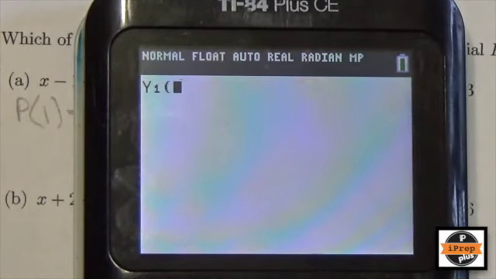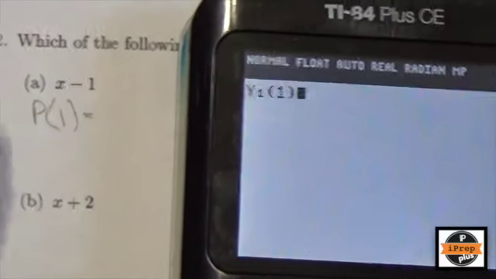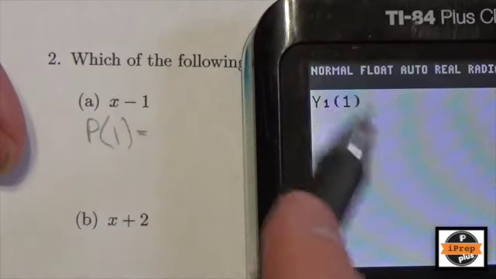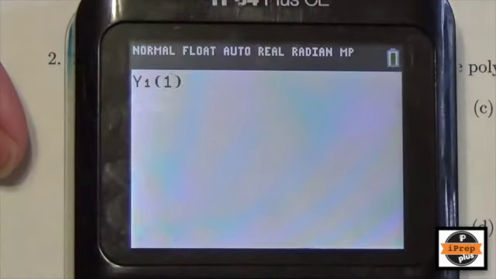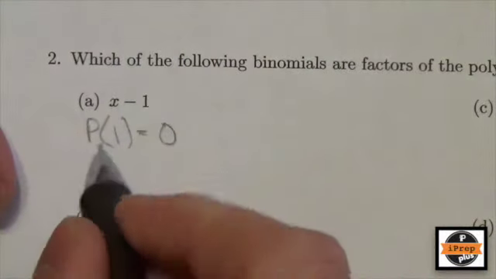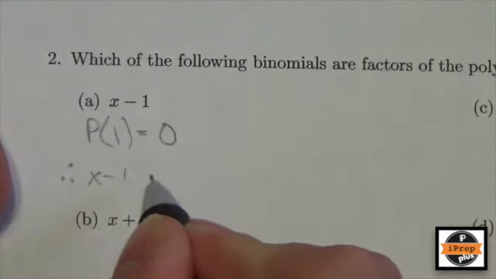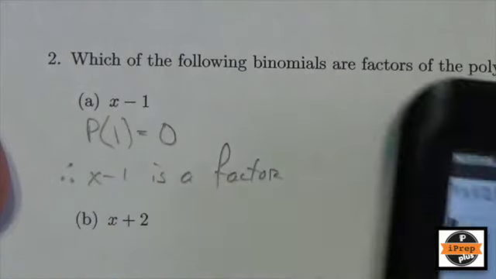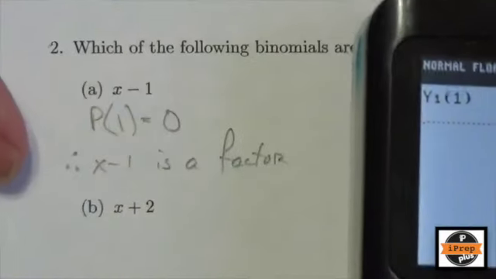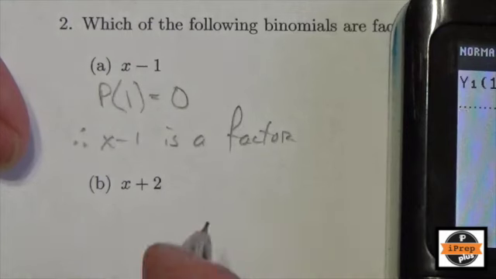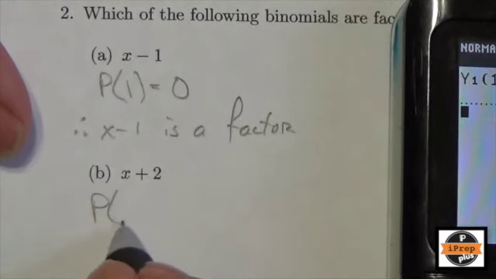I'm going to make it look exactly like the way I've got it written. P at 1 is equal to, well, y at 1. Let's see what y at 1 is equal to. 0. So p of 1 is equal to 0, therefore x minus 1 is a factor. Now let's check out x plus 2. What number would I have to evaluate the polynomial at to check if x plus 2 is a factor? I would have to evaluate it at negative 2.